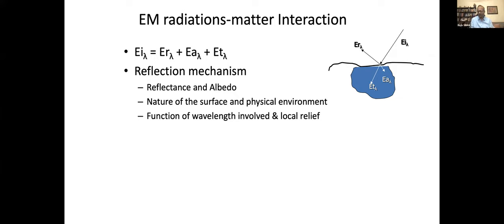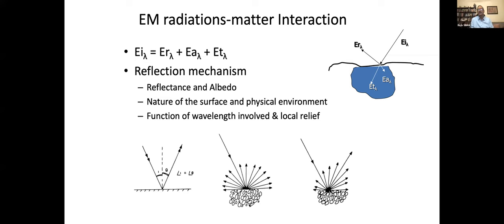They are also a function of the wavelength involved and the local relief. As I said, water gets absorbed in most wavelengths, but there are specific windows where it will reflect, and therefore you can sense that as well. The other thing you must remember is that Earth is not a uniform surface. It is very uneven, and therefore we define different kinds of relief surfaces, on which the actual reflection will depend.